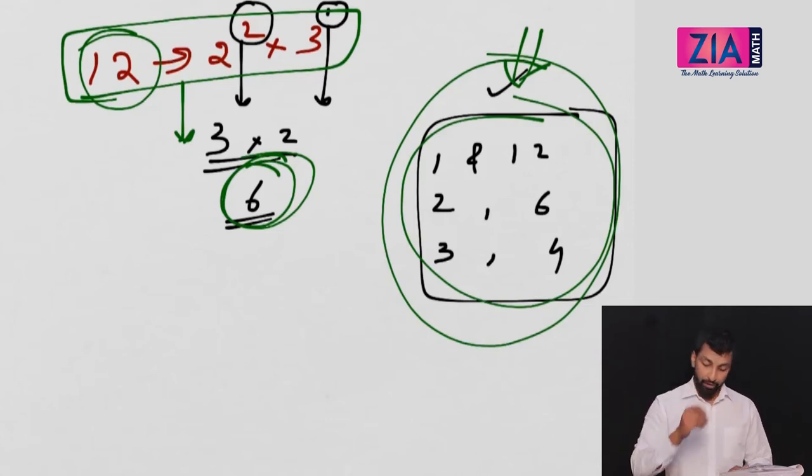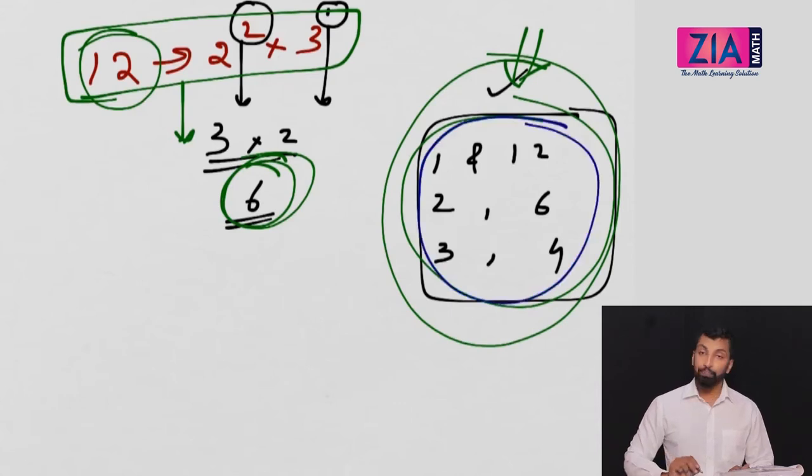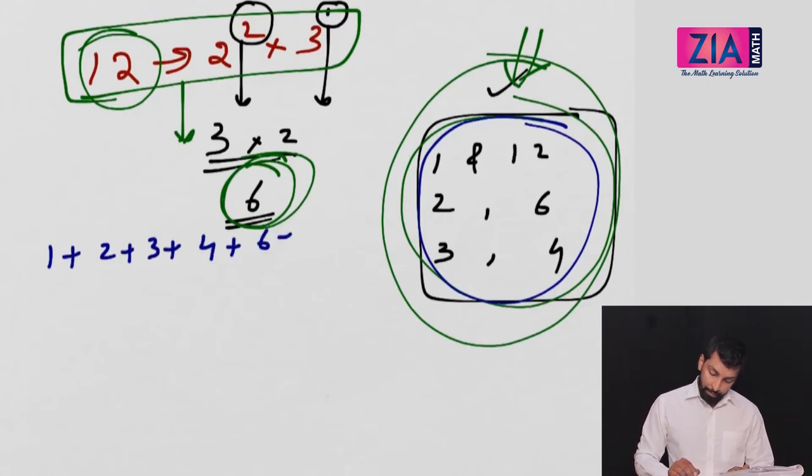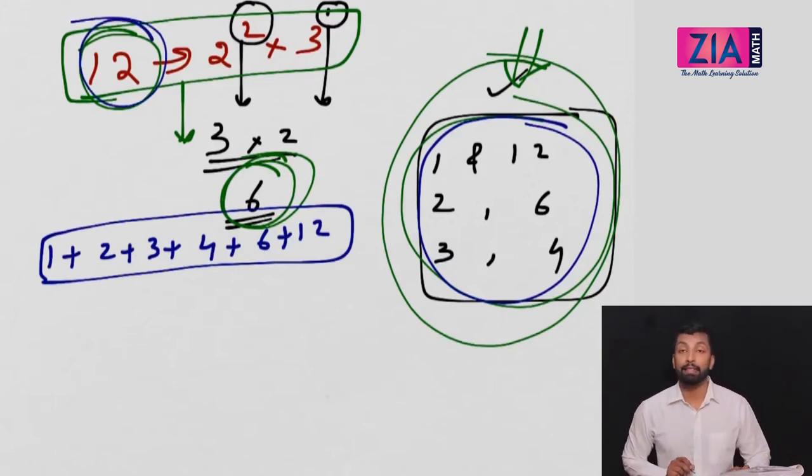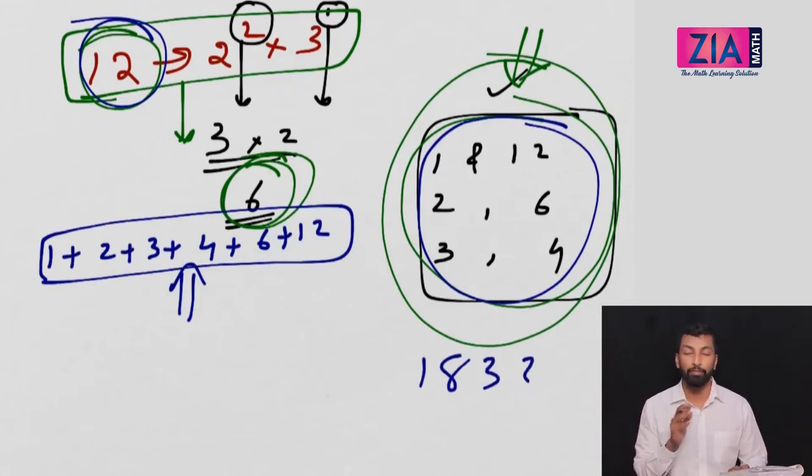Okay, so if you're an examiner, the first question you can make is: these are the factors, you add the factors, that is 1 plus 2 plus 3 plus 4 plus 6 plus 12. So I gave you a number 12. What is the sum of factors? You need to add all this. Since it is 12, you can find it manually and get the answer faster. But what if I gave you something like 1832? This is going to be a difficult question. But hold on, I'll give you a method for that.